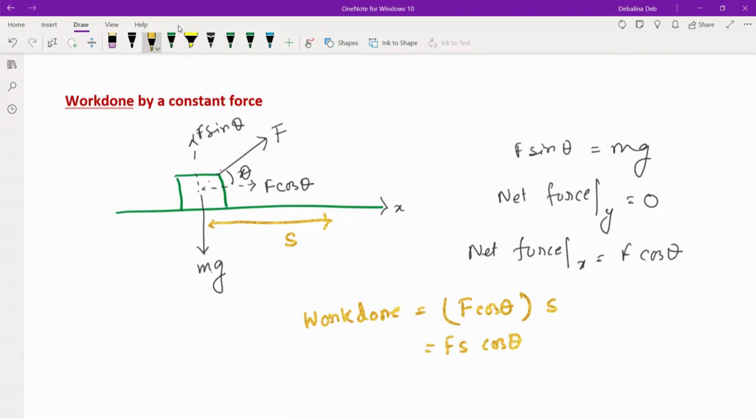Now theta क्या है? Theta है S और F के बीच का angle. So हम लोग इसको ऐसे भी लिख सकते हैं कि work done is equals to F dot S. तो इसको हम लोग कैसे define करें? We can say that work done is equal to the scalar product or the dot product of the force applied and the displacement of the body.